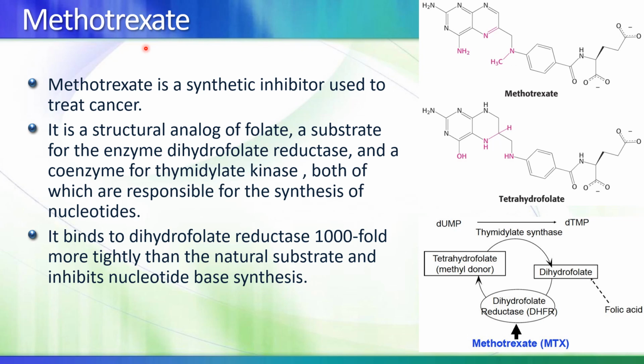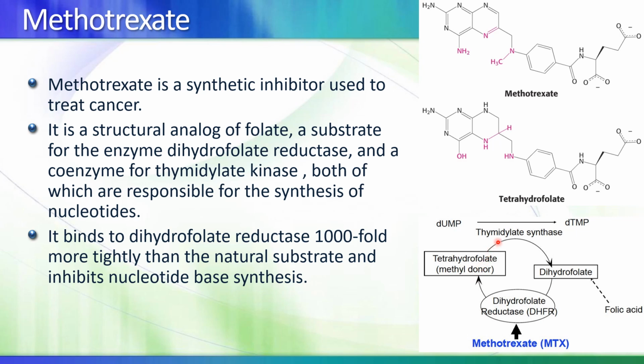Now, a great example of a transition state analog inhibitor is methotrexate. Methotrexate is a very famous drug that treats cancer. It's used for treatment of cancer, and it's also used in treating other diseases such as rheumatoid arthritis and so on. Methotrexate is a structural analog of folate, the vitamin. This folate is a substrate of an enzyme known as dihydrofolate reductase. Dihydrofolate reductase is an enzyme that is needed to regenerate the active form of the vitamin.